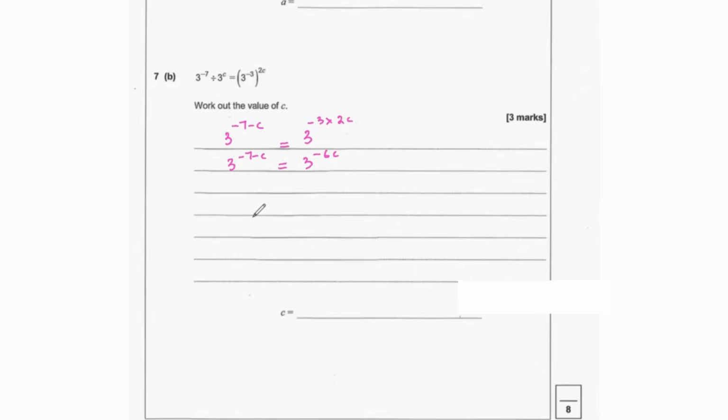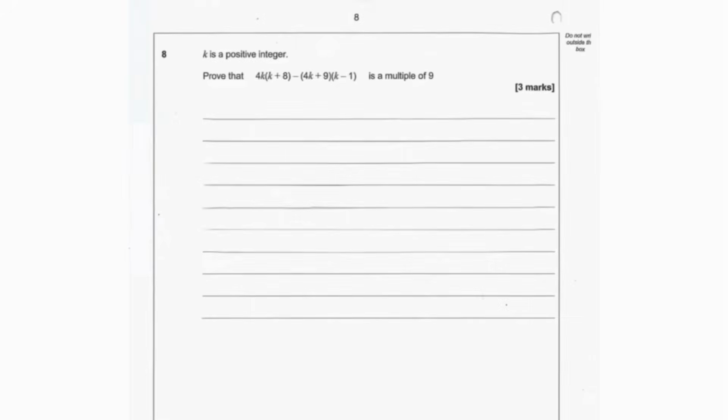Similar bases existing alone on each side of the equal to sign, so we put the powers equal to each other. So bring the c to the other side. So negative 6c plus c over here. Negative 7 equals negative 5c. Negative 7 divided by negative 5. So c is 7 over 5. That is your answer.